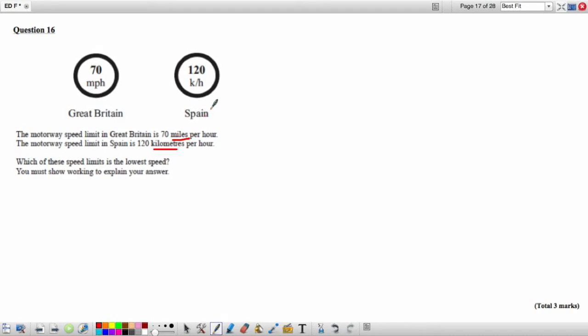We need to convert between our miles and our kilometres. The first really important thing that you need to remember and write down is that 5 miles is equal to 8 kilometres. Then we can work out an equivalence. So if we take Great Britain, we here have 70 miles, we can look at the relationship here.